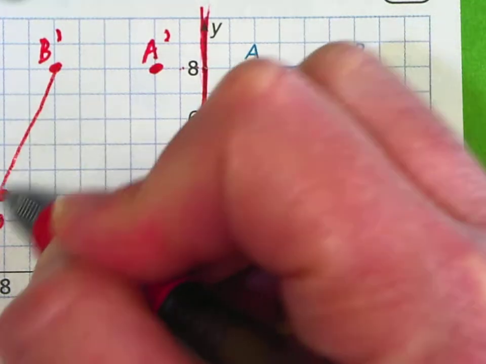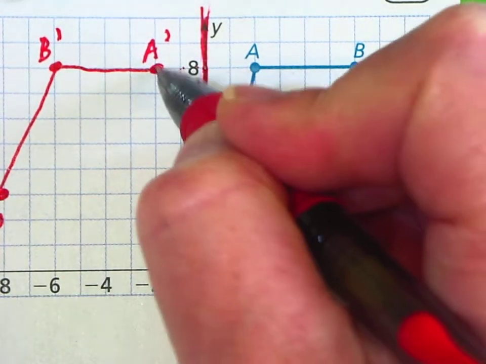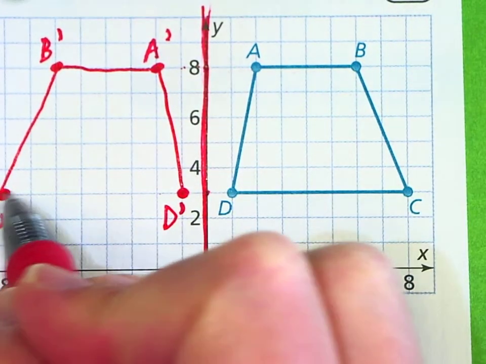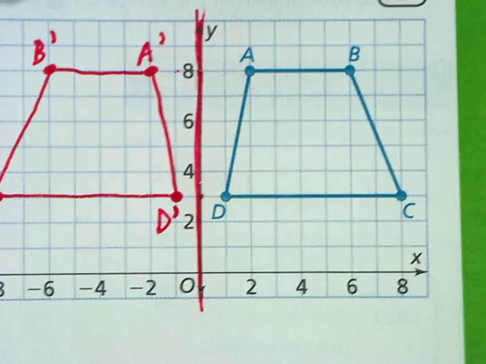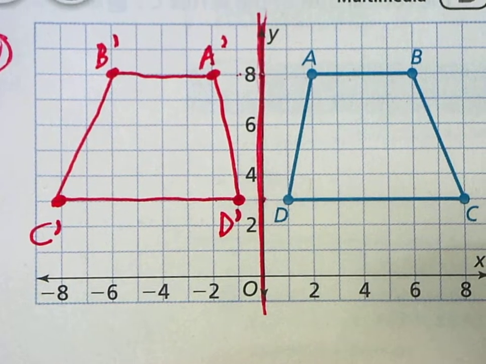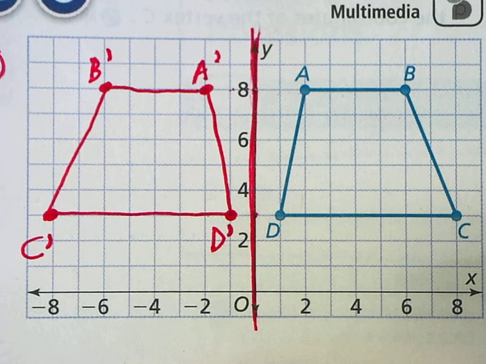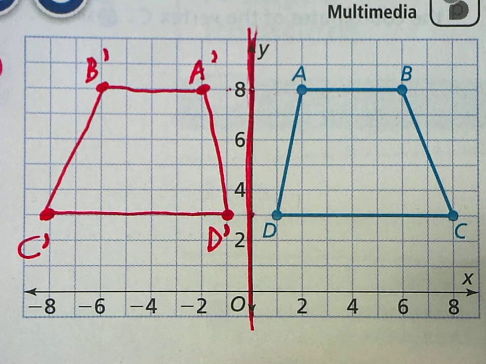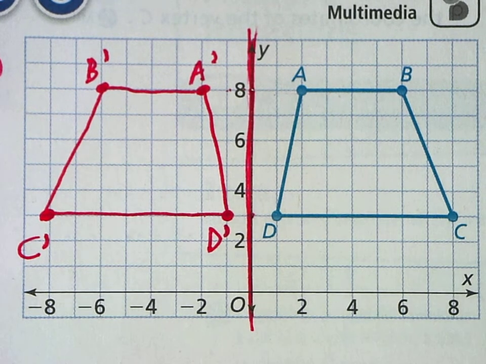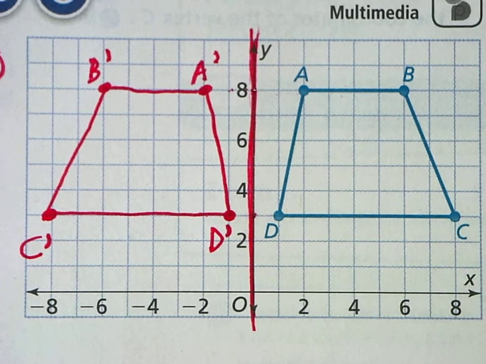And then I connect the dots and draw my figures. So your pre-image and image should look the same size and same shape, but facing opposite directions, facing different ways. We call that different orientations. Okay, so now I'm going to jump over to page 306.